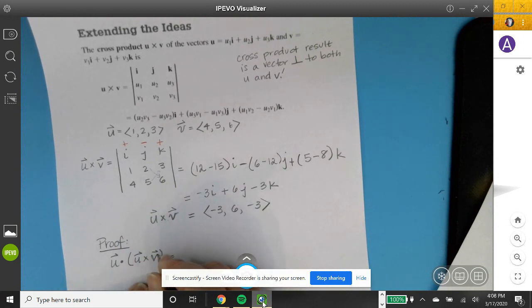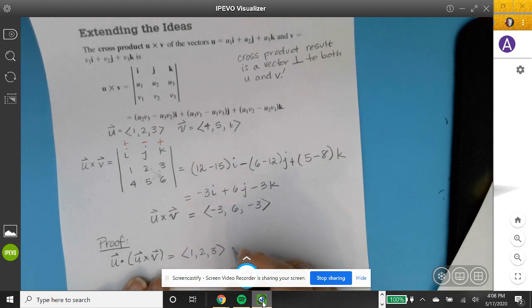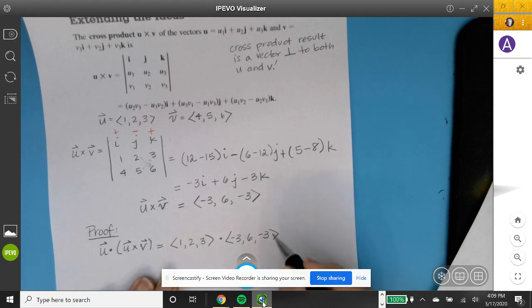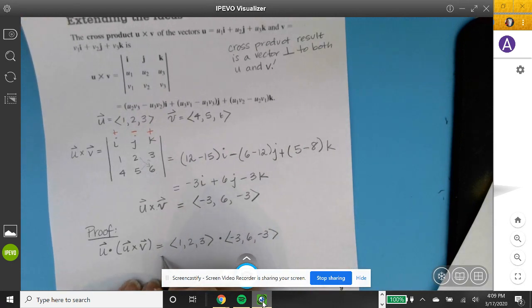Okay, so what is U? Well, U is 1, 2, 3. And I'm going to dot it with U cross V, which we just figured out was -3, 6, -3. So what do we do when we do that? Well, we multiply the x's and we get -3, add it to the y's multiplied, plus 12. Wait a minute, did I do that right? Yes. Minus 3 times minus 9.